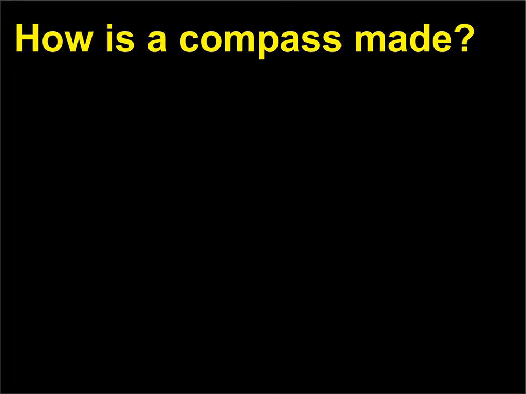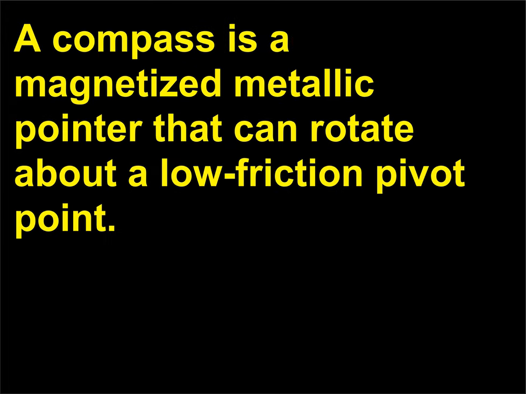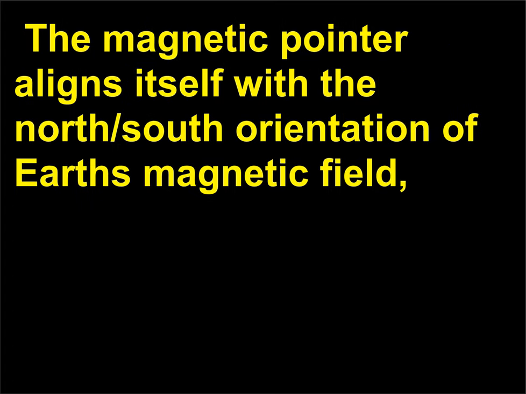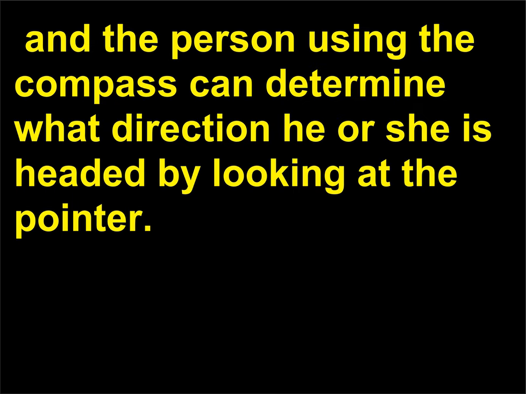How is a compass made? A compass is a magnetized metallic pointer that can rotate about a low-friction pivot point. Sometimes the pointer is placed in a container of liquid to dampen the movement of the pointer. The magnetic pointer aligns itself with the north/south orientation of Earth's magnetic field, and the person using the compass can determine what direction he or she is headed by looking at the pointer.